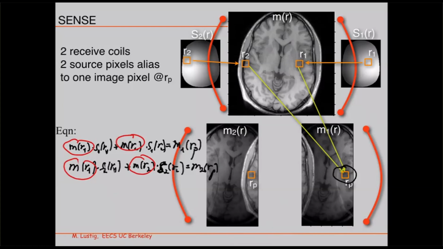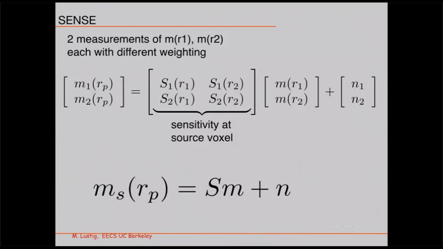First of all, I can write it in a nicer way, right? I can actually write it this way. These are the unknowns, M at R1 and M at R2. And then M at R1 is multiplied by S1 R1, and then M at R2 by S1 R2, right? And that gives me M1 at RP. And then the same thing with S2 R1, S2 R2. Basically, this is what I'm writing, right? And then there's noise. And I can write pretty much M at RP equals S times M plus N, right? Where this is a vector of whatever aliases, right? Like these values.